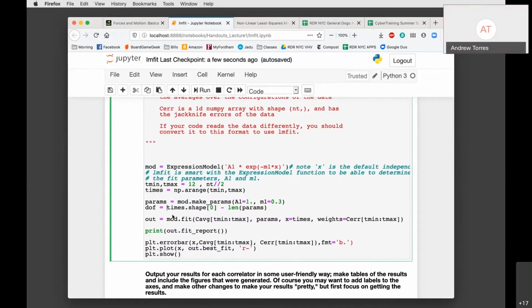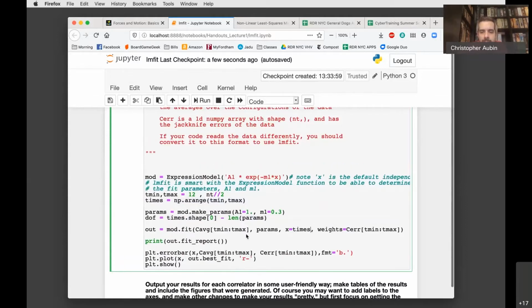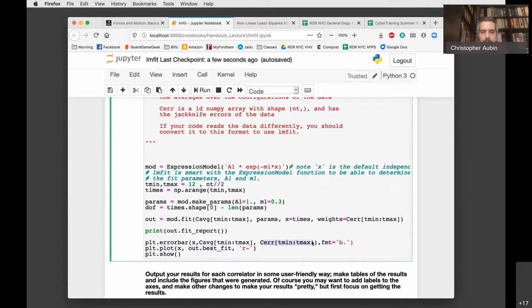So notice that times here is the minimum to the maximum time range. That'll be the number of data points you're going to use to fit. Originally I actually had this say x equals that. I changed it to times, but I forgot to change this part down here to times. So that's probably that problem coming up.